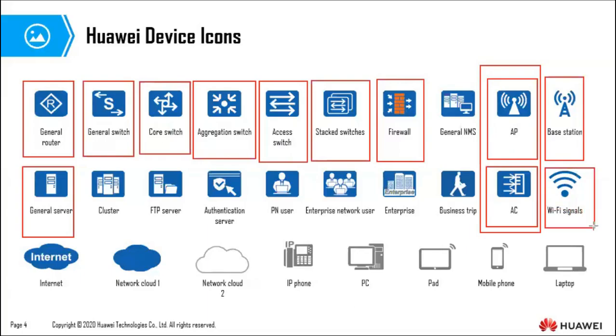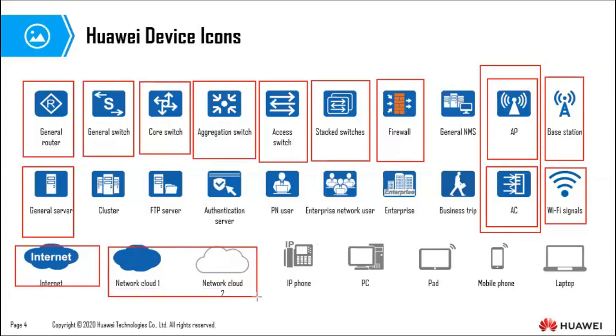Then this one, I'm sure you know about it, the Wi-Fi signal. The other one that is important is this one, network. Then this one's for cloud. Sorry, I meant internet here. Internet. Otherwise, if it's blank like this, it is cloud.